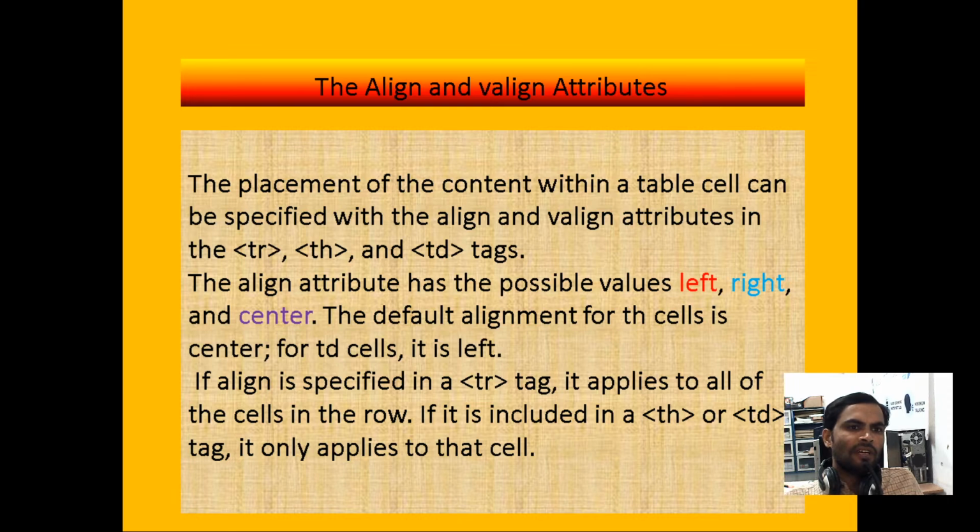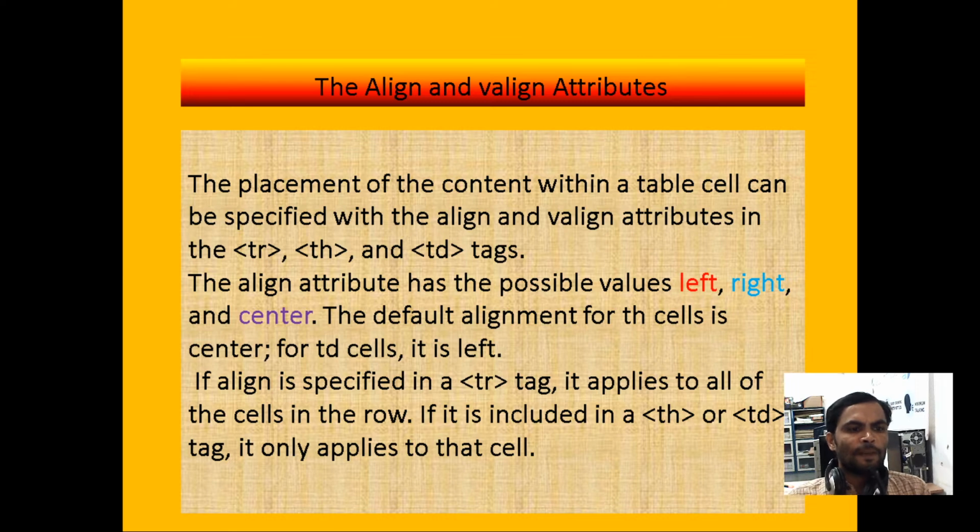Now we have the align attribute and the valign attribute. The placement of the contents within the table cell can be specified with the align and valign attributes in table row, table heading or table data. These attributes we can use under the table row, table heading or table data. The align attribute has possible values left, right and center.